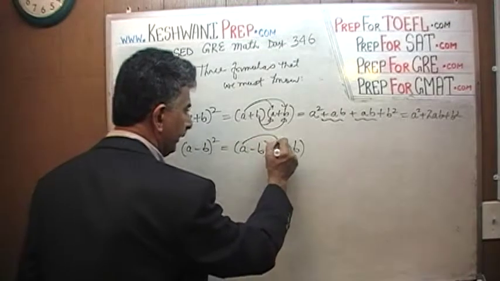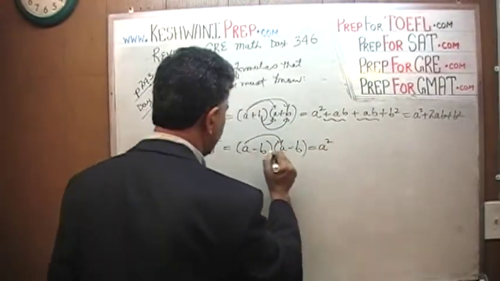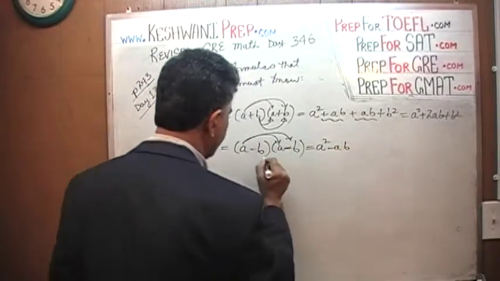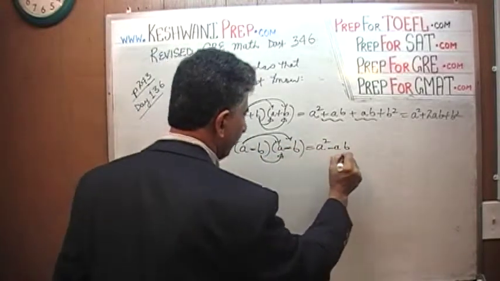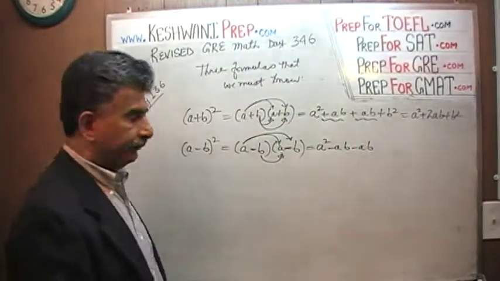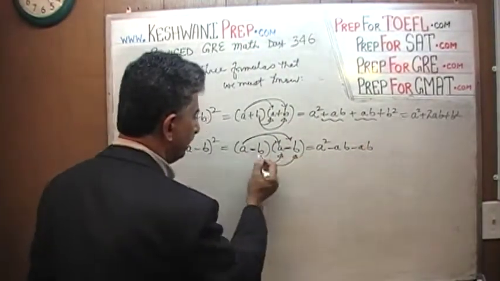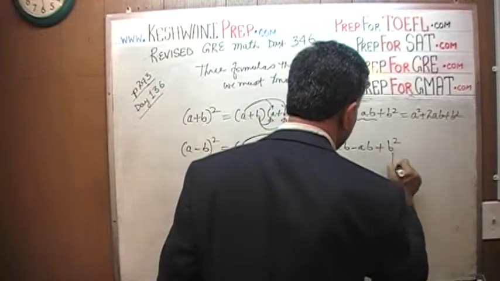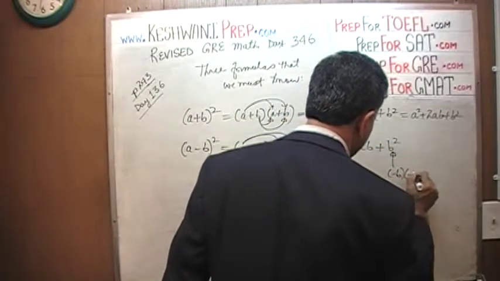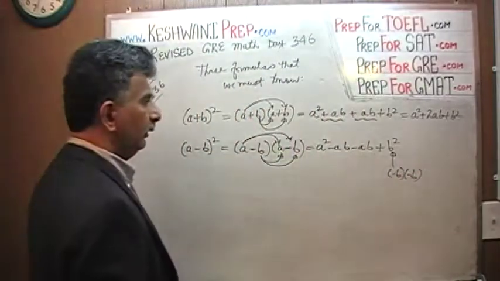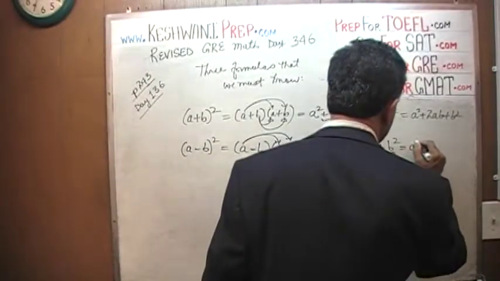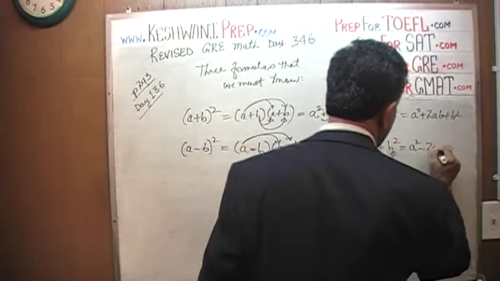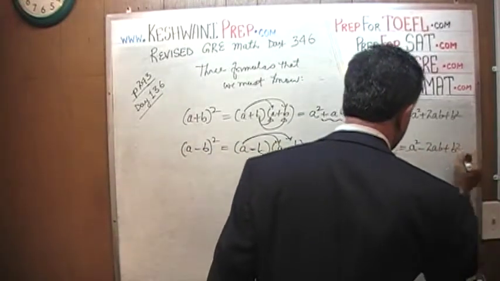Just like here, a times a is going to be a squared, a times a negative b, because it has a negative here, it's going to be negative ab, negative b times a positive a is going to give you another negative ab, and then negative b times negative b is going to give us positive b squared. And when we simplify it, we get a squared here, and then negative ab and a negative ab is going to give us negative 2ab plus b squared.